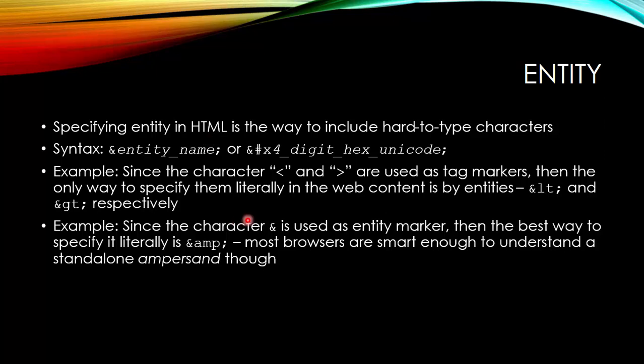And now there's another problem. We use ampersand as the code for an entity. So how do we put the ampersand itself? So there's another entity. It is ampersand AMP semicolon. This one will give an ampersand. However, most browsers are smart enough to automatically convert a standalone ampersand to become the entity. So oftentimes nowadays we don't have to use this entity for ampersand.